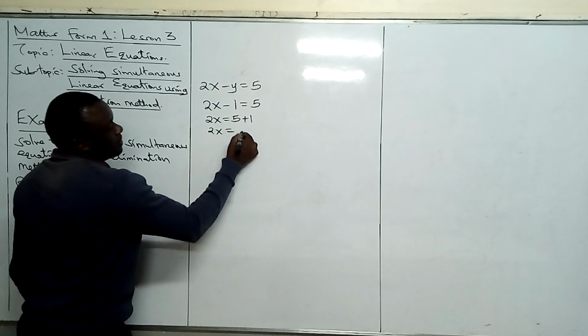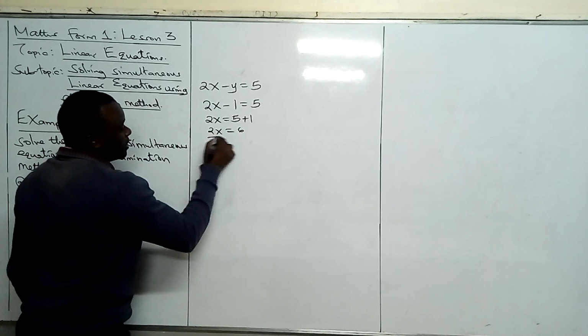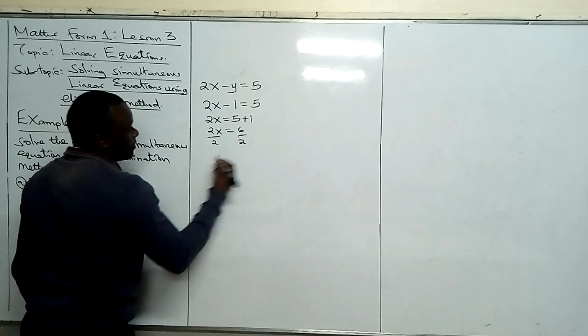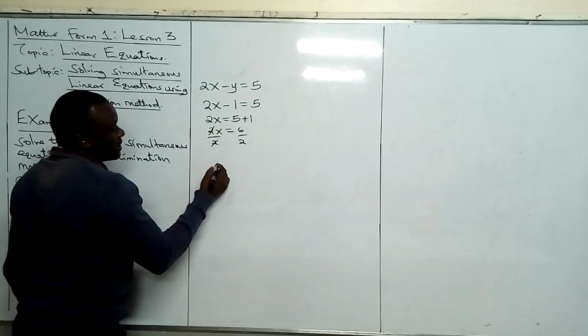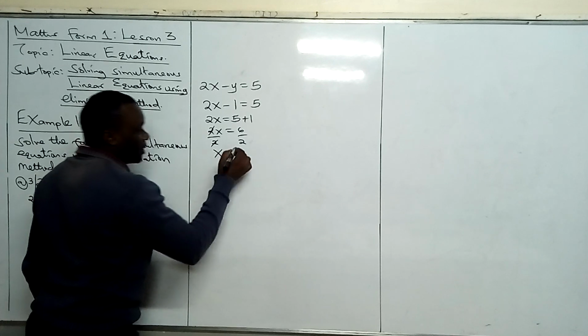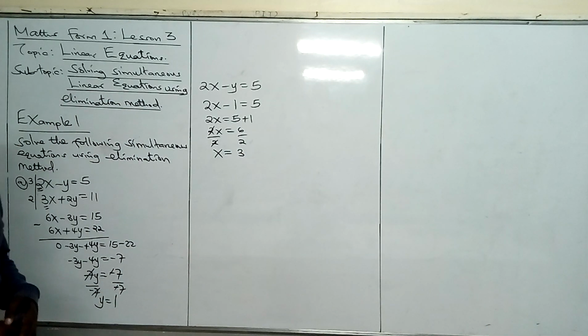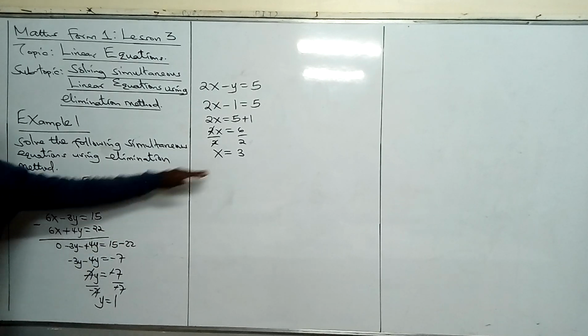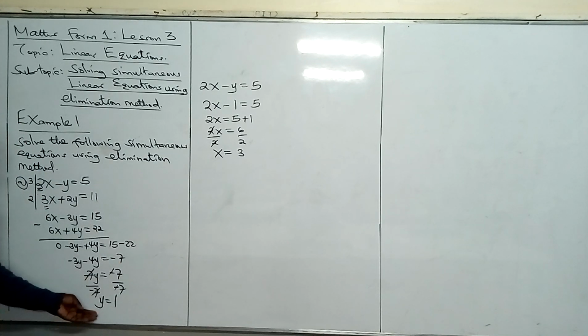2x will be 5 plus 1, which is 6. We divide by 2, we divide by 2. 2 and 2 will cancel out, and we remain with x, which will be equivalent to 3, because 6 divided by 2 is 3. As you can see, we have obtained the values of x and y. That means we have now solved the simultaneous linear equations using the elimination method.